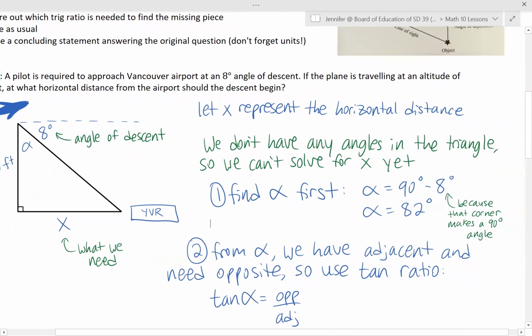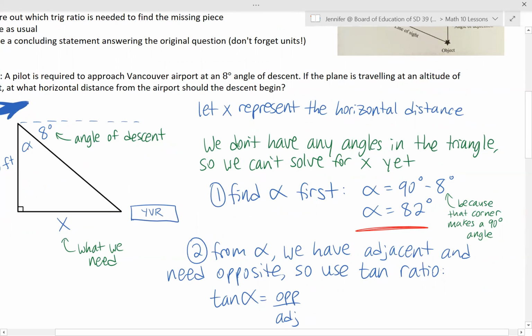And this is actually not too difficult to do. It's just 90 degrees minus 8 degrees. Because again, this makes a 90-degree corner. We know a small piece of it is 8 degrees. So the remaining 82 degrees has to be this angle alpha. So that's what I've written out here.